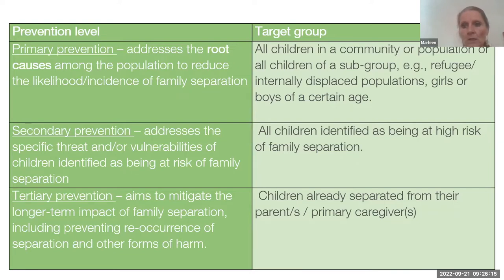And then again, as Hani was explaining, this is not just at the level of child protection, but it will be on interventions across all sectors. And again, in order to really understand how we should put in place primary prevention interventions, we really need to look at the root causes in a specific population that lead to family separation. Next slide, please.